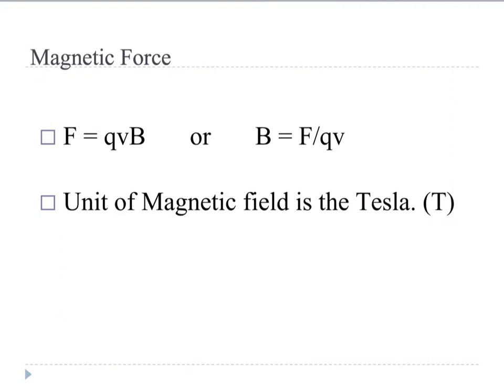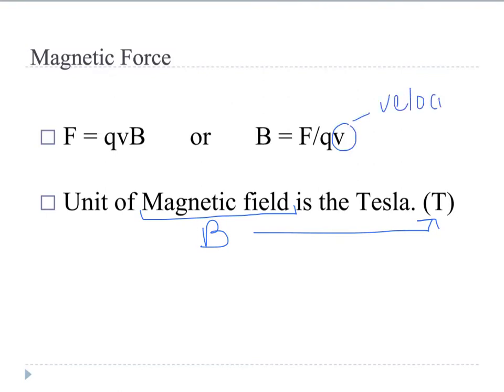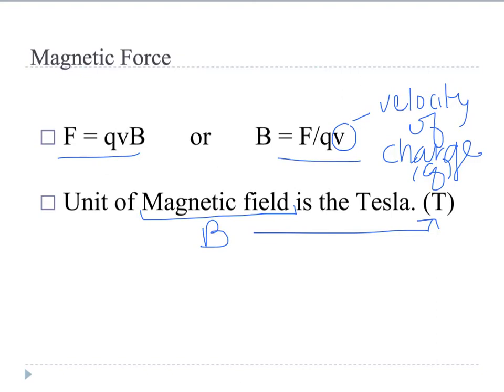So we have equations for magnetic force. The magnetic force is equal to the charge times the velocity times the magnetic field. This is also sometimes written this way, where B is magnetic field, and you should know that by now. Magnetic field is B, and it has a unit of the Tesla, and it's equal to the force divided by the charge times the velocity. And this velocity here is the velocity of the charge, and don't forget the charge is Q. You will get a chance to practice using these equations in class.